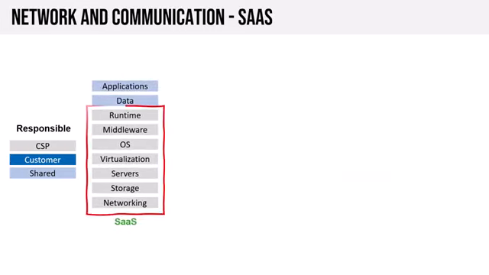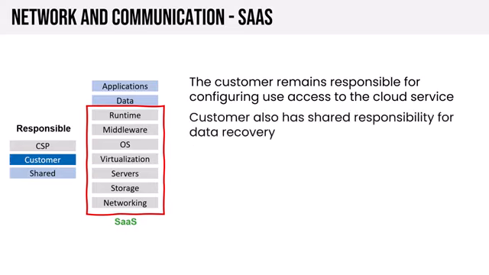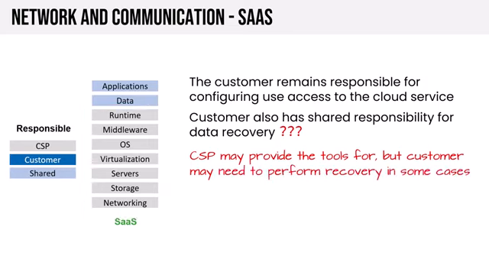So moving on to software as a service, where the customer remains responsible for configuring user access to the service. They are configuring access control for their users. The customer also has shared responsibility for data recovery. Now, what do I mean by that? Well, the CSP may provide tools for recovery, but the customer may need to perform recovery themselves in some cases.